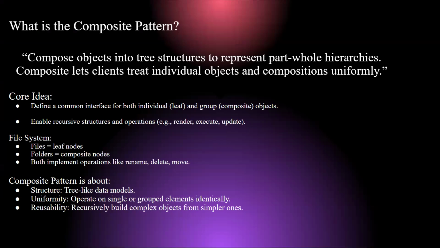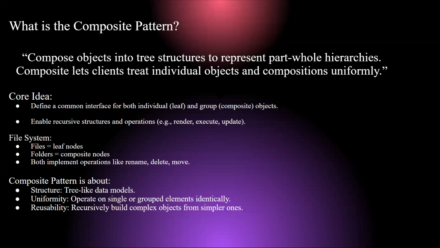First of all, the intent of the composite pattern is to allow us to represent whole-part hierarchies in a way that treats both the whole and its parts uniformly. This means we define a common interface for both single objects and the compositions of objects. Then when we perform operations like render or execute, we don't have to worry about whether we're dealing with one item or a group. We treat them the same.